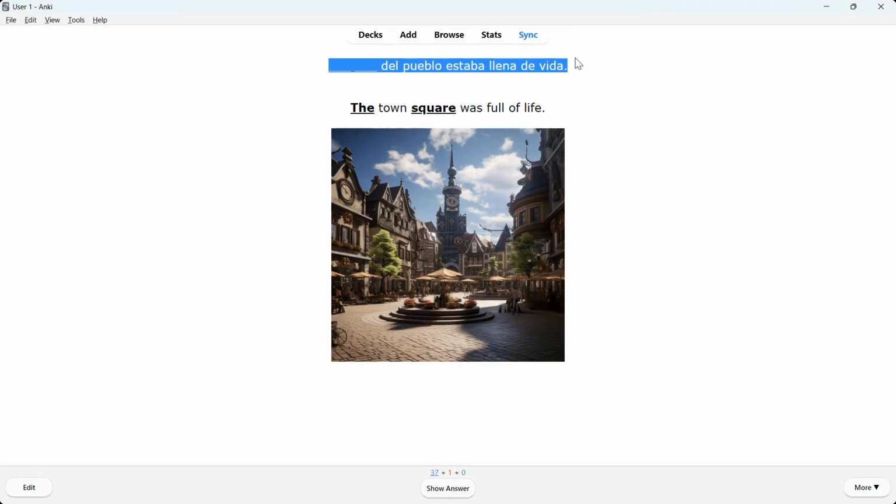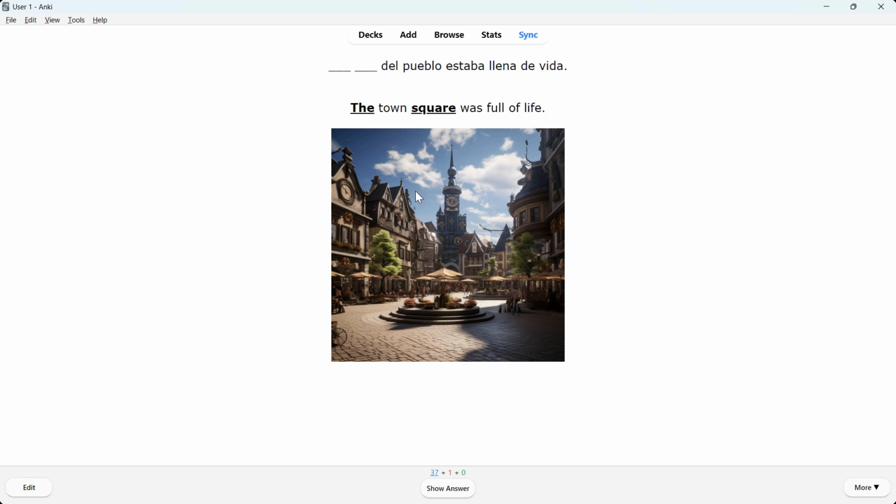We have over here a Spanish sentence with 2 blank areas, 2 underscores. And it's your job to know what goes inside the 2 blank areas. Underneath it, we have the English translation of the Spanish sentence with a certain part bolded and underlined. So we see the and square is bolded and underlined. And this is within the English sentence, the town square was full of life.